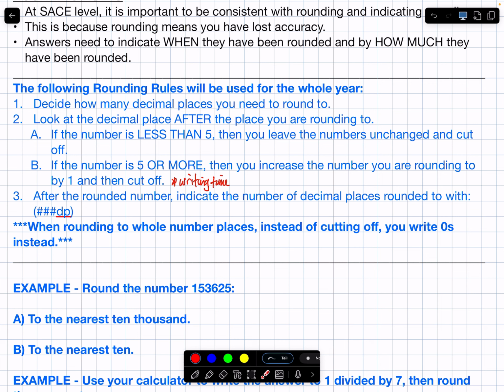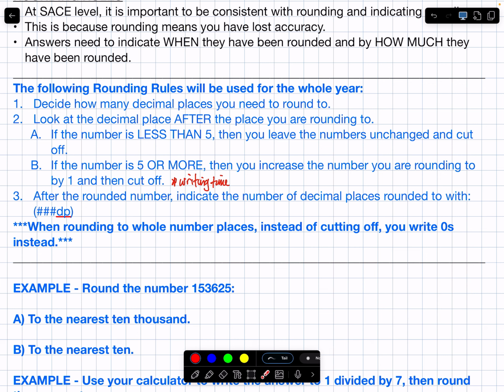So I say again, if you're rounding, first step, you need to know where you're rounding to, what you're going to cut it off to. What do you do after you've decided that? Look at the number after your cutoff point. If it's less than 5, you just cut off. If it's 5 or more, you increase the number you're rounding to by 1 and then you cut off.